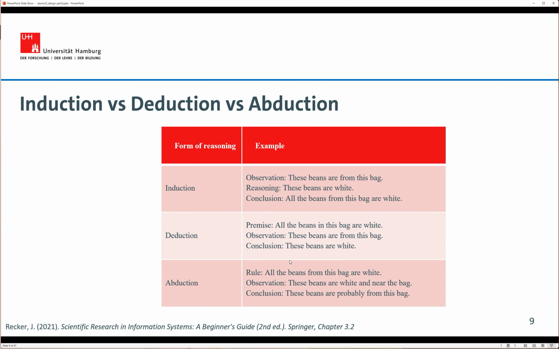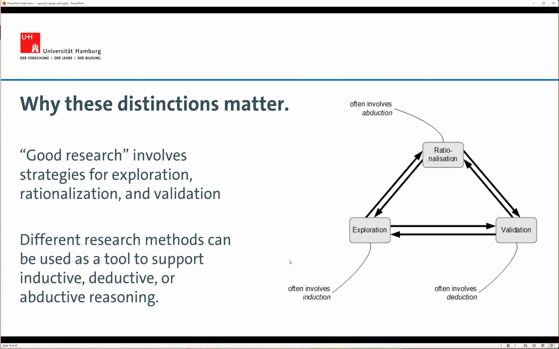I'm not arguing that these are good or valid scientific explanations here, but hopefully you can see how these forms of reasoning proceed in quite different ways. Why is this important? It's important because good research involves different strategies, namely exploration, rationalization, validation, and they involve induction, deduction, and abduction to a different extent.